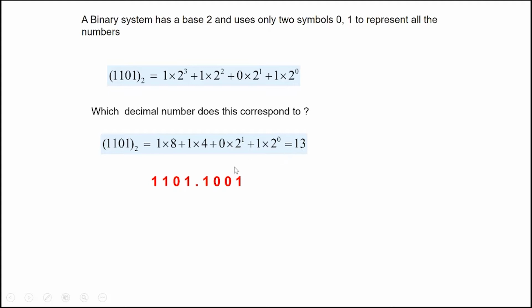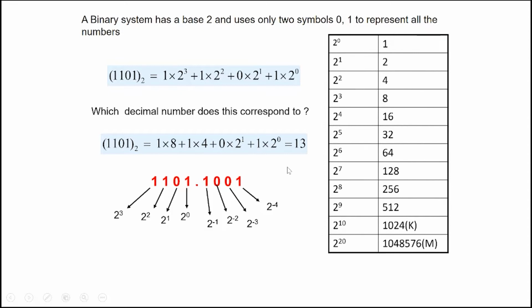Right? And what about when you have a decimal point here? So this carries 2 to the power 3. This has a weight of 2 to the power 2, and so on and so forth. This one carries a weight of 2 to the power -1, half, 0.5. This one is 1 by 4, 0.25, and 1 by 8, and then 1 by 16. So those are the weights associated with different positions here.